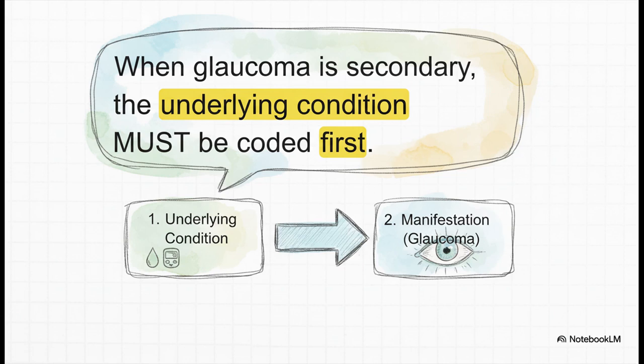And look at that. Here's that familiar principle popping up again. Just like with meningitis, if glaucoma is a symptom of another disease, maybe like diabetes, that sequencing rule is in full effect. You code the underlying condition, the diabetes, first. It's this fundamental logic that gives the entire ICD-10-CM system its structure and consistency.